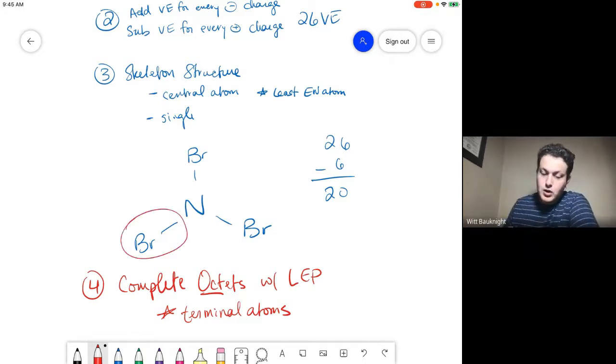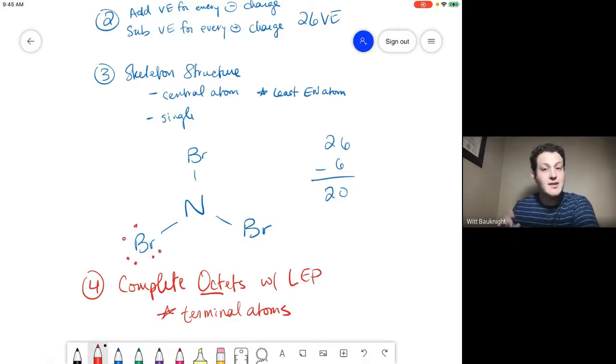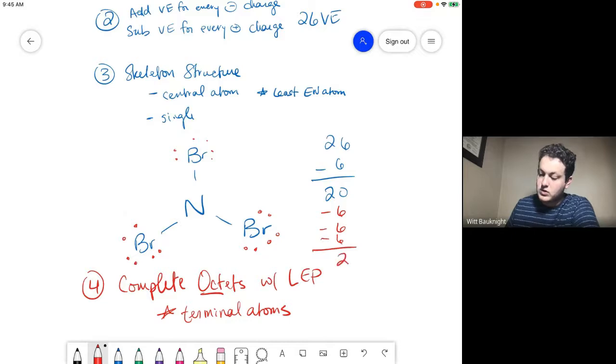So since bromine has 1 covalent bond, it currently has 2 in its possession, but it needs 8. So that's why it needs 6 dots. With this, it now has a full octet. Every bromine needs 6 dots. So right now we have 2 left over.